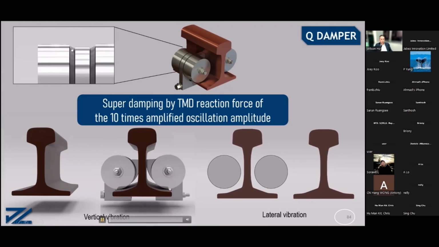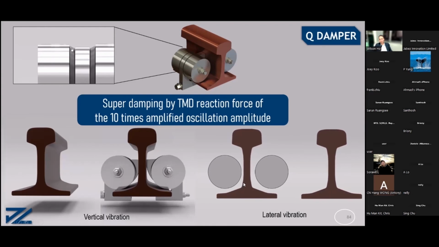This oscillator will amplify the wheel vibration by around 8 times, and these oscillations create a counteractive force that always counteracts the movement of the wheel. So with a small mass, it creates very strong damping. This is the concept of tuned mass damping.